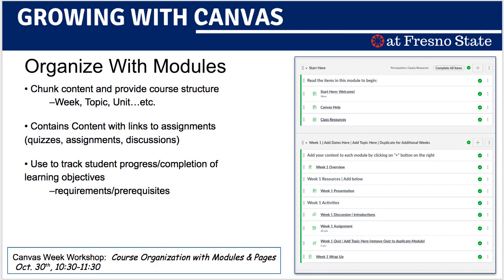Canvas organizes itself by modules. As you add content to your modules by week, topic, or unit, the files are linked from the quizzes, assignments, and discussions areas. Students can still go to these other areas to find the content, but the organization is under the modules. Canvas also uses requirements and prerequisites for adaptive learning. These can be set under any graded item, such as a discussion, a quiz, or an assignment. There is a specific training for this on October 30th.